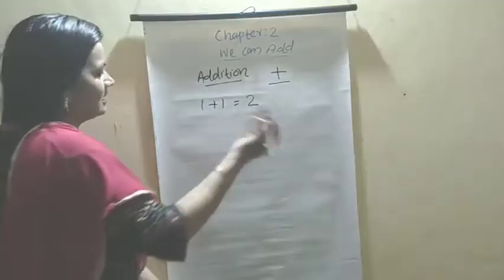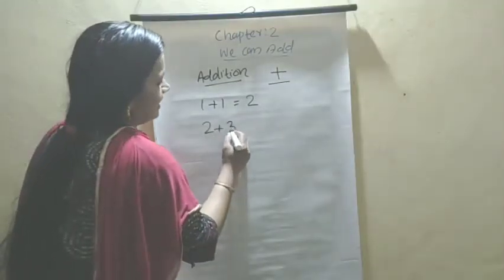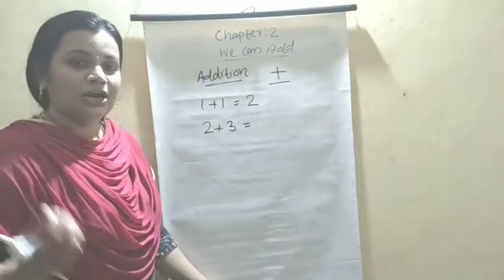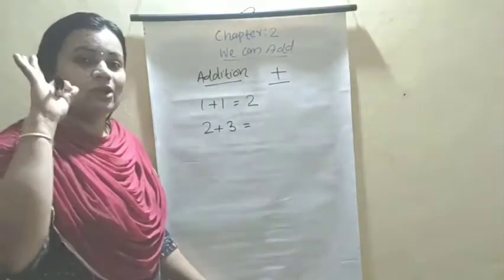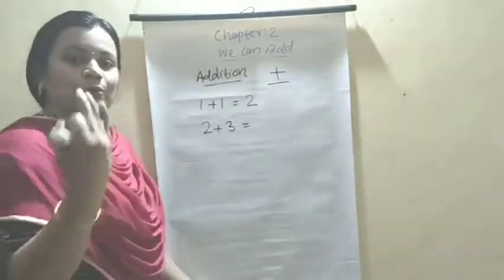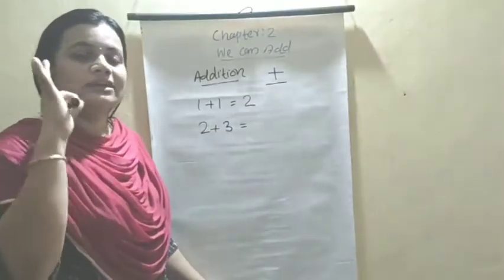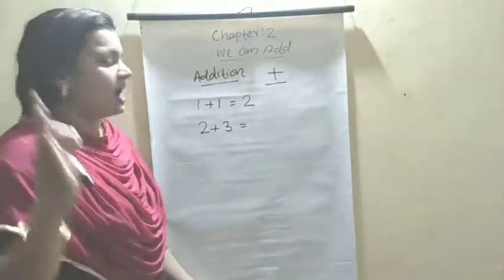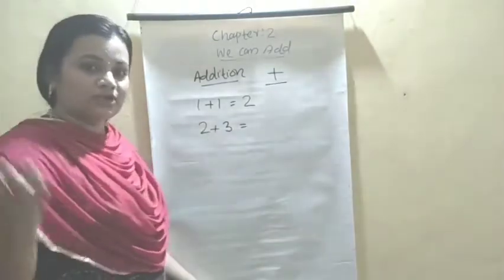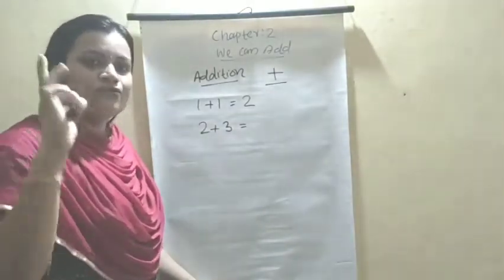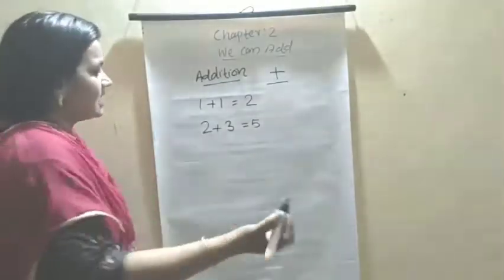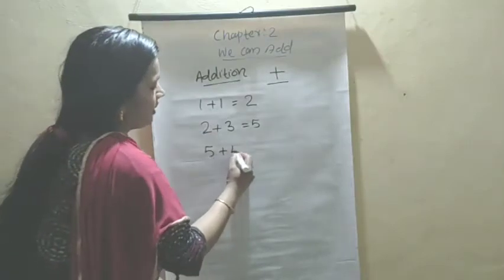Okay, you got 2. Then I write 2 plus 3. How do we get 2 plus 3? Keep 2 in your mind, take your 3 fingers, and count after 2: 3, 4, 5. What is the answer? 5.